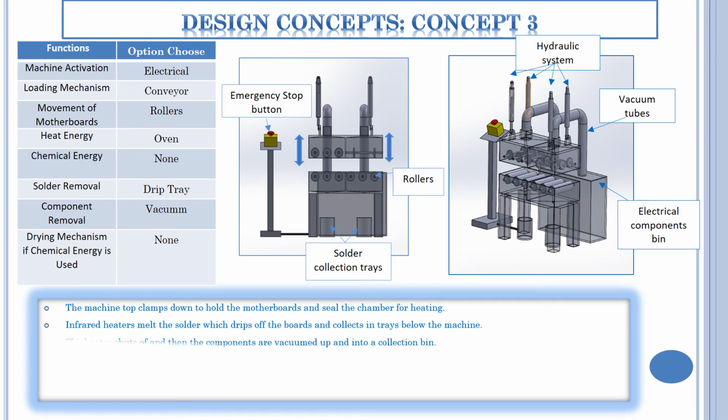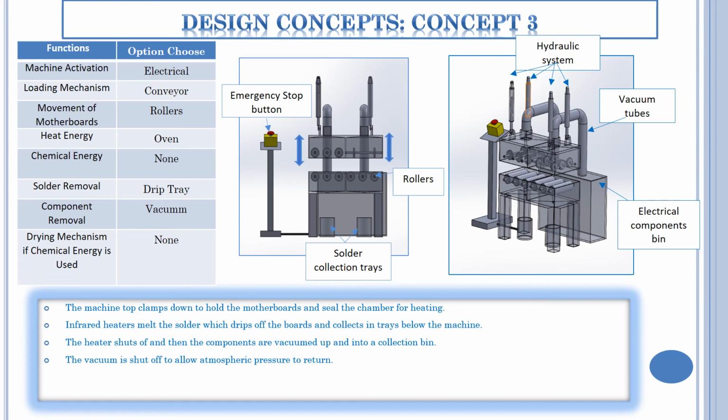The top hatch closes hydraulically, both to clamp the boards and to seal the chamber. The sealed chamber, unlike the other two conceptual designs, minimizes heat losses if heating were to occur. The solder on the motherboard melts and drips into containers at the bottom of the machine. After this process, the electrical components are vacuumed up the top half of the machine through flexible pipes and are collected in an awaiting chamber.